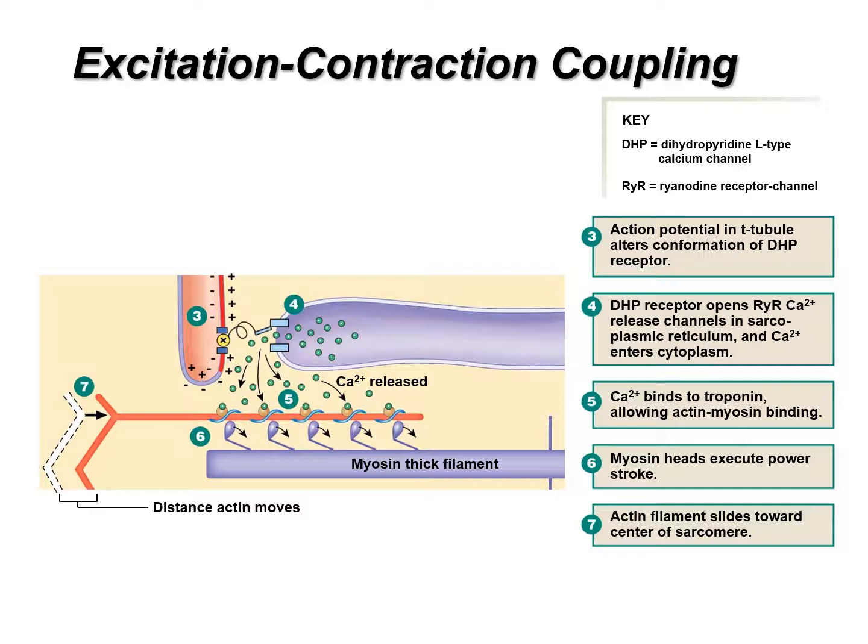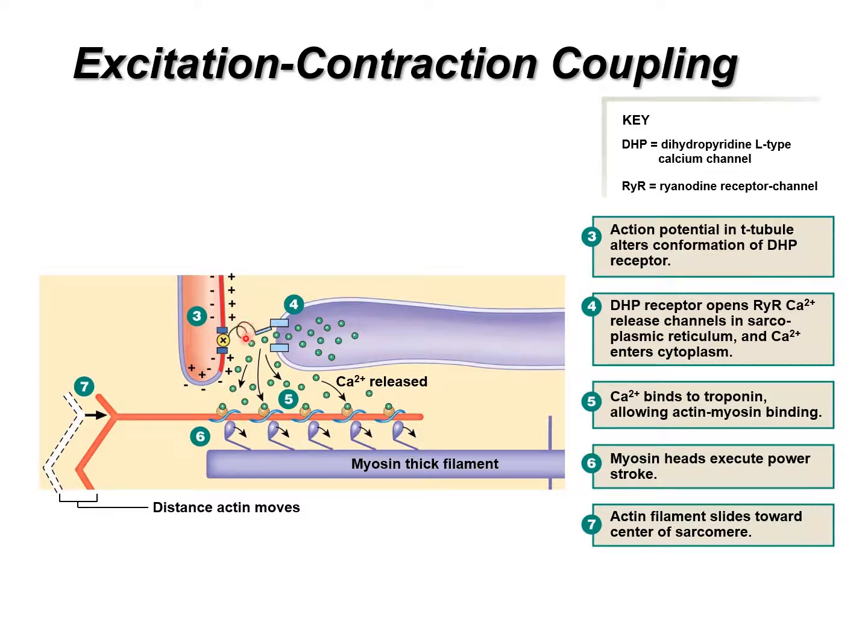It is not associated with, it does not have a channel with it. It is on the surface of the T tubule, and it changes configuration when the voltage changes due to an action potential. Now, there is some research out there, there's DHP receptors also channels, it is possible, but in this place we're going to say no.